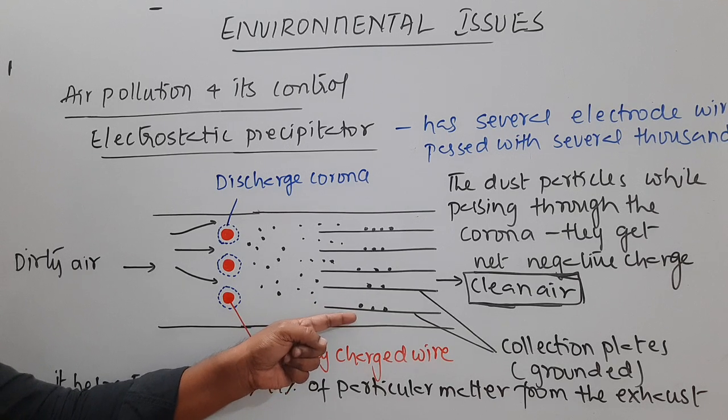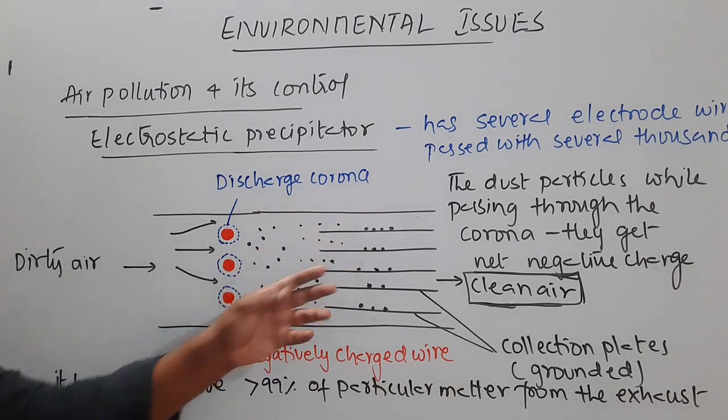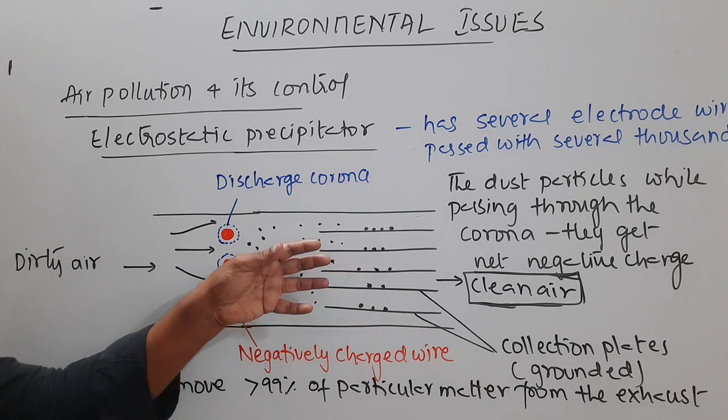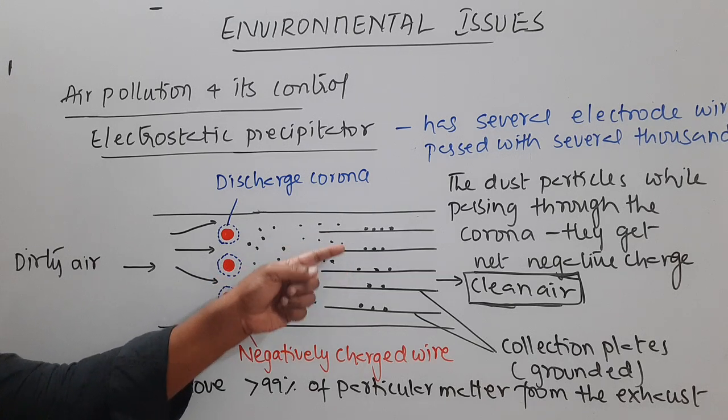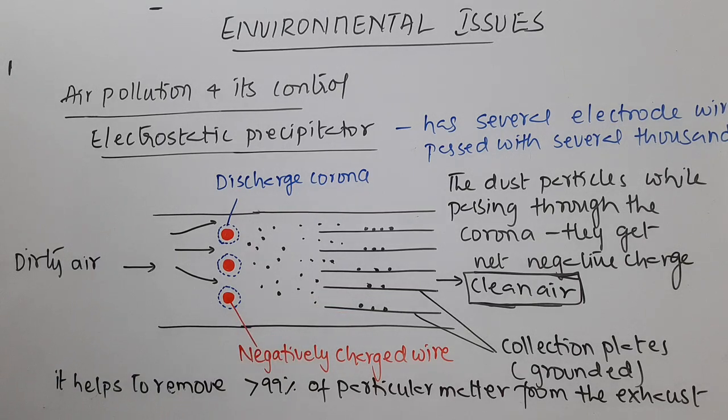That's what we call the collection plates, right? And finally, here the flow of air should be very slow, so that it allows the particles to fall onto these collection plates. And finally you get clean air.